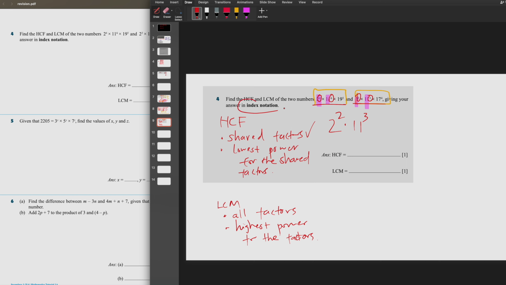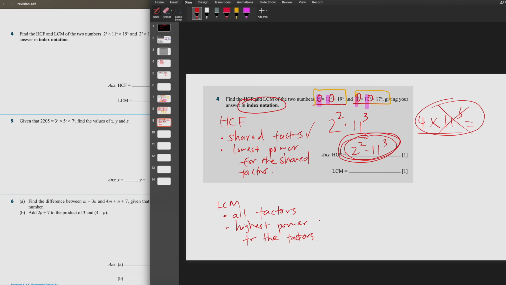But they want it in index notation. Index notation means this. They don't want the answer, which means they don't want you to calculate this. They want it in index notation. This is index notation.